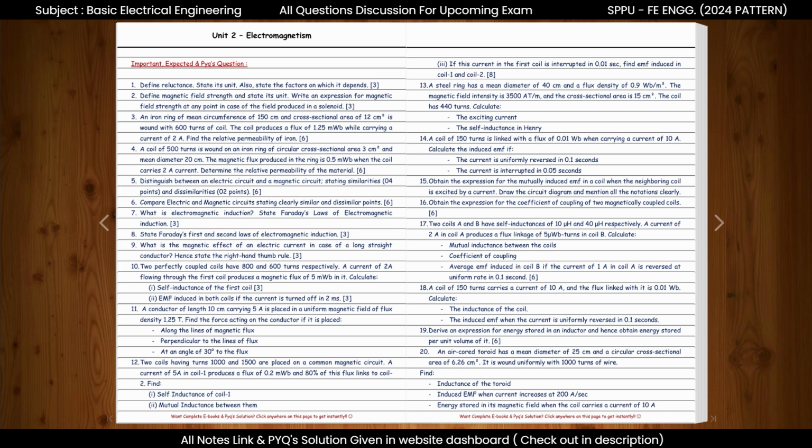Alright, let's move on to our next important topic, toroid problem. From this topic, we can expect questions such as, an air-core toroid has a mean diameter of 25 centimeters, a circular cross-sectional area of 6.26 square centimeters, and is wound uniformly with 1000 turns of wire. Find the inductance of the toroid, the induced EMF when current increases at 200 ampere per second, and the energy stored in its magnetic field when the coil carries a current of 10 amperes.